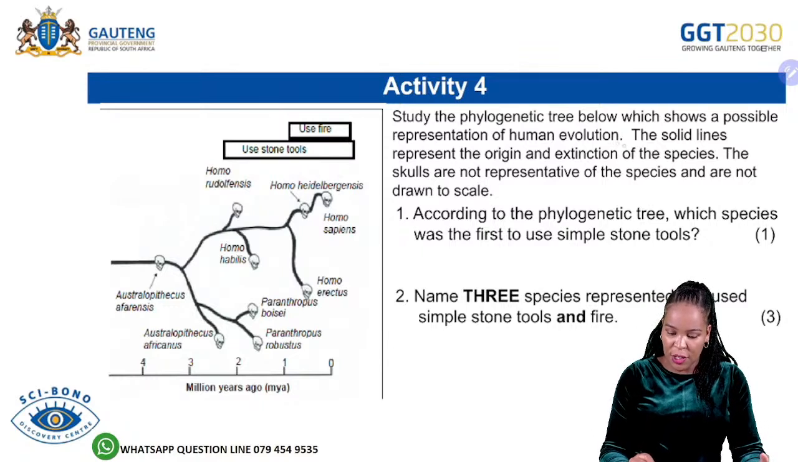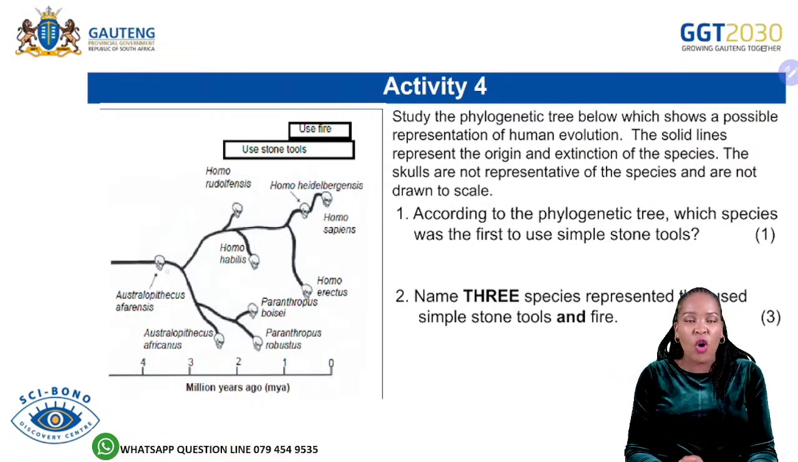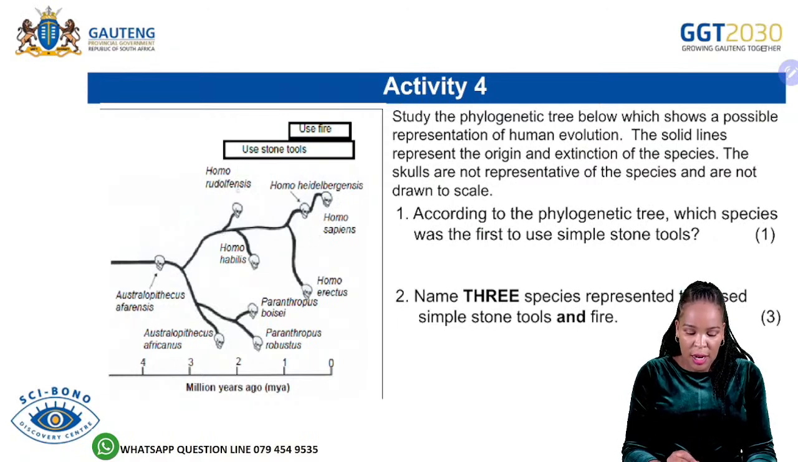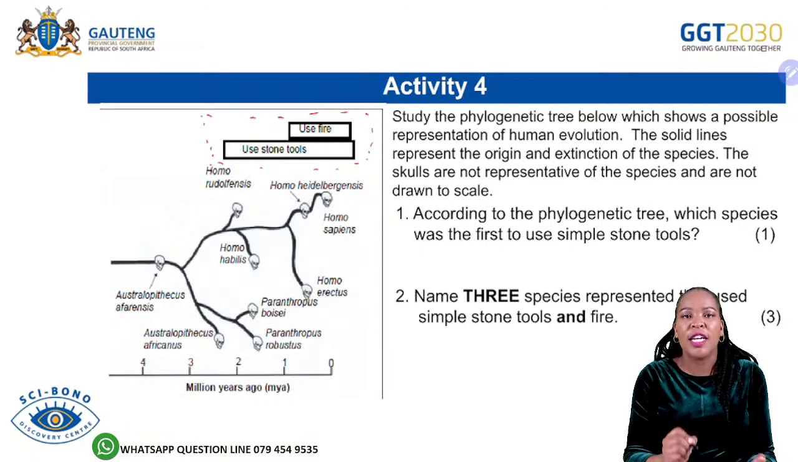Study the phylogenetic tree below, which shows a possible representation of human evolution. The solid lines represent the origin and the extinction of the species. The skulls are not representative of the species and are not drawn to scale. So take a look at those skulls. These skulls are all the same. This was just to show you the position of the species. Now, when you take a look at your graph, they did not include this information for free. You must utilize every piece of information that you find in your diagram.